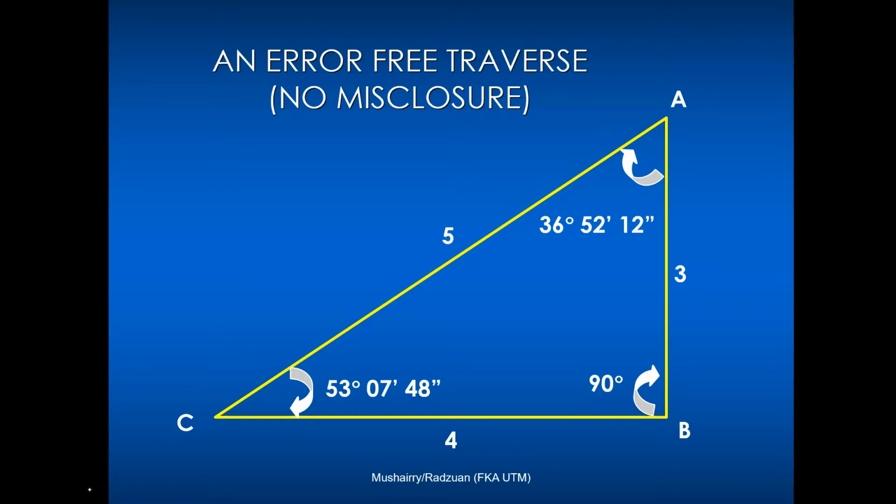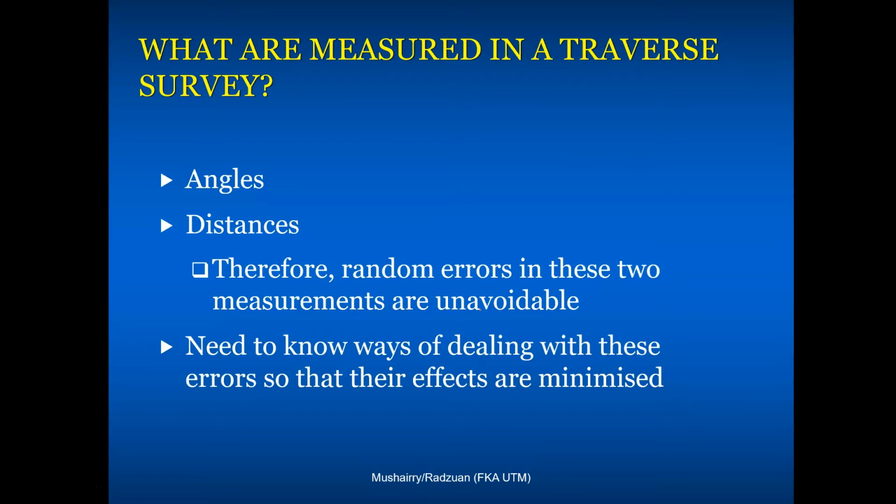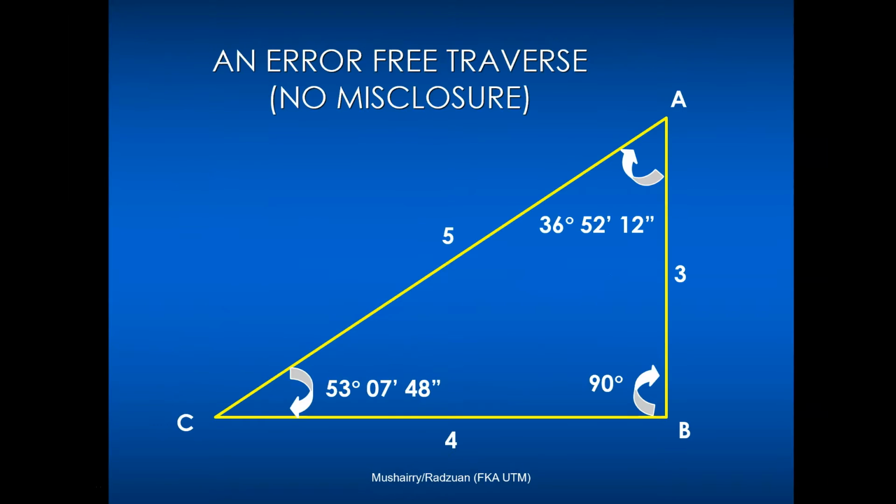Okay, what we have now on the screen is a simple triangle, with 3, 4, 5 on the sides, and if you add up the angles, you will get exactly 180 degrees. So this means that there's no misclosure, a perfect traverse, which doesn't normally happen when we're actually doing our work. So let's look now.